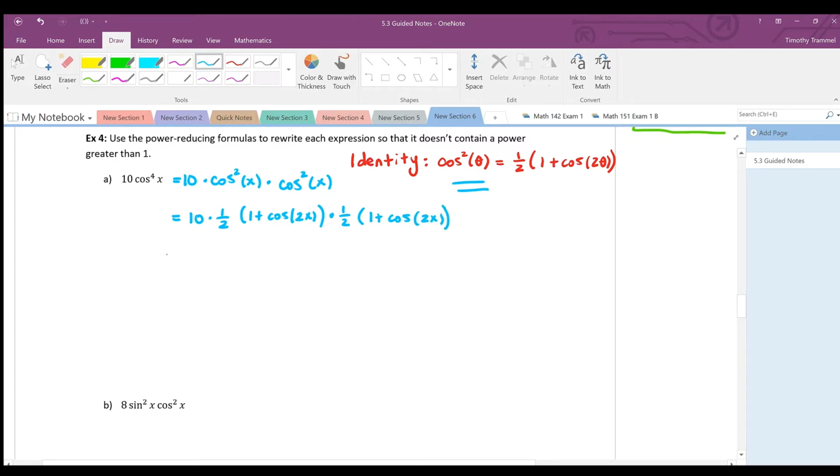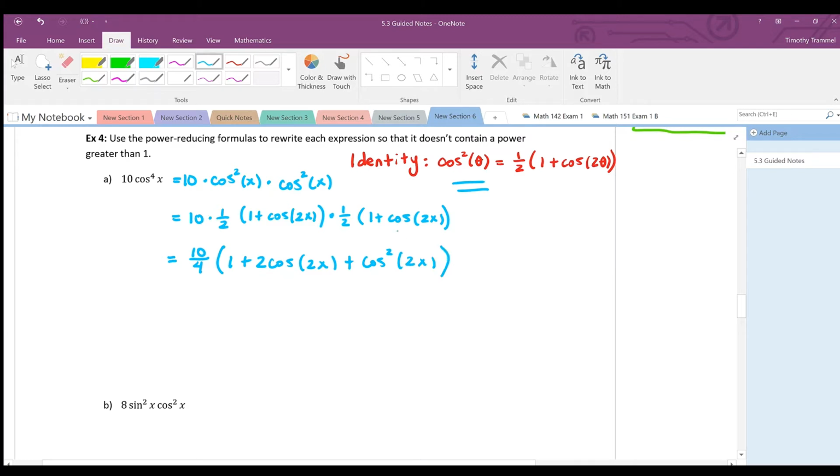And now we can start simplifying. So we have a 10 and a 1/2 and a 1/2 here. Well, all those multiplied together would be 10 over 4, which we'll simplify here in a minute. But now we could also multiply these two together. If we multiply those two together, we need to FOIL. And so that's going to look like 1 plus 2 cosine of 2x plus cosine squared of 2x.